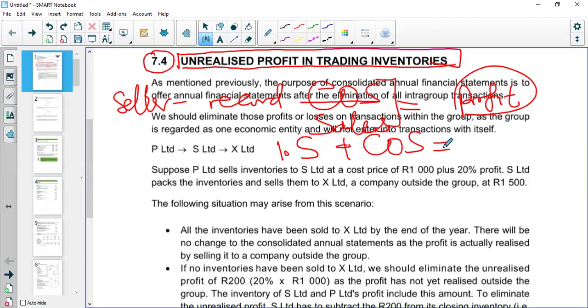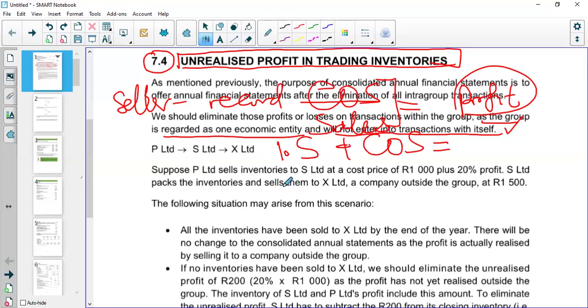The reasoning being the group is regarded as one economic entity and will not enter into transactions with itself. So what that means is you can't sell to yourself, right? So any sales that was recorded should be eliminated. Now, so that's the first elimination.